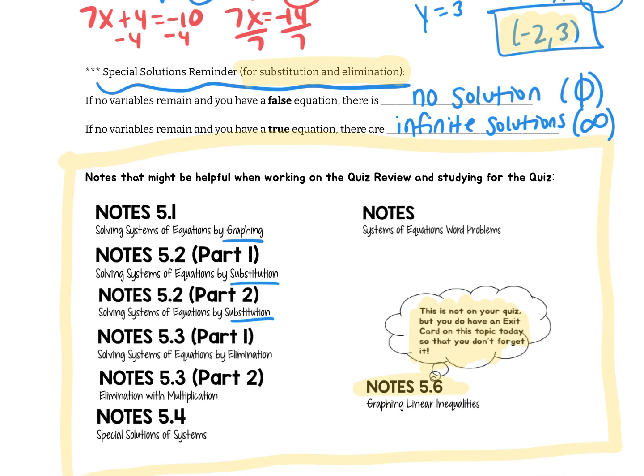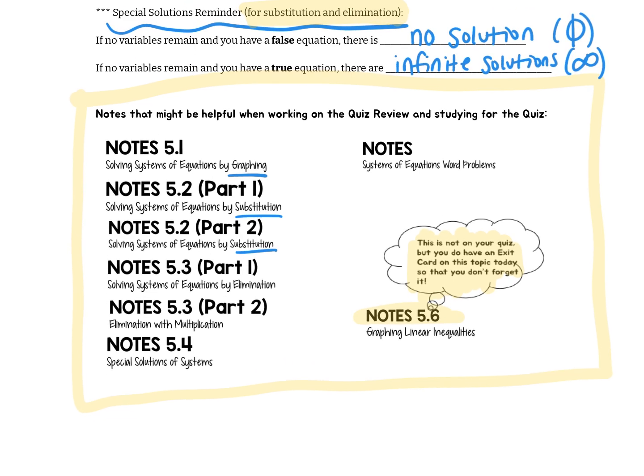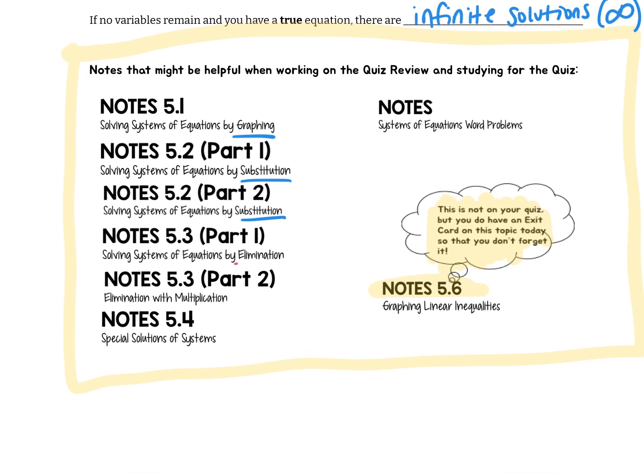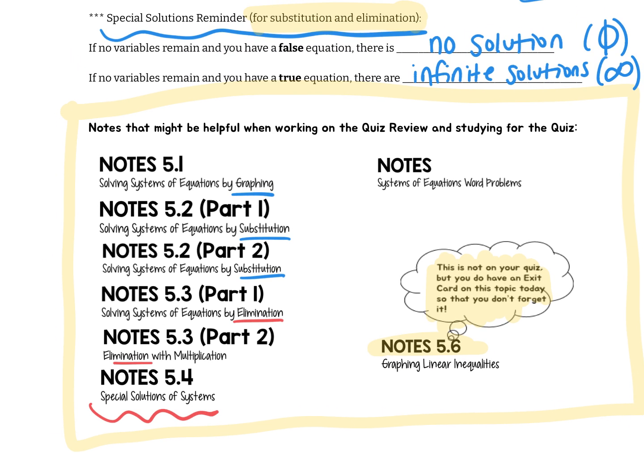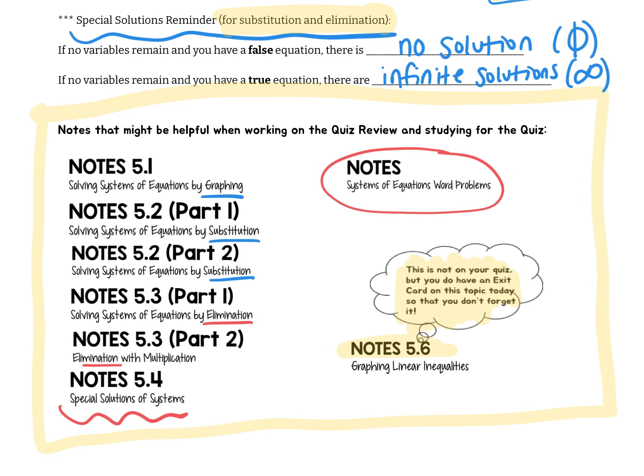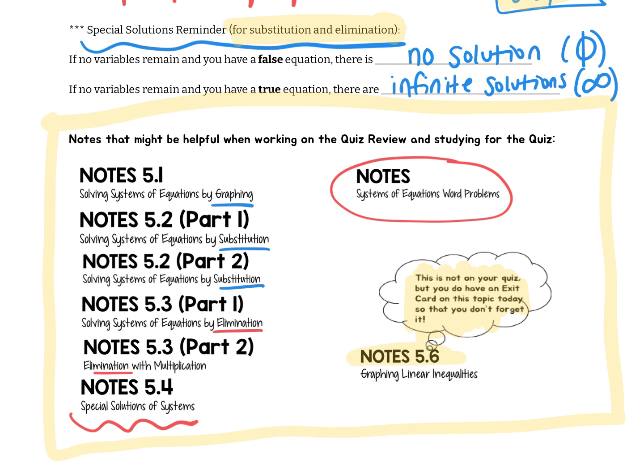So you also have notes on elimination. You have 2 days of that. So 2 days of elimination. And then the special solutions is what I was just talking about in terms of the no solution and infinite. You have notes on that. And then we also did a day of word problems, which do show up on your review and on your quiz. So I think that's it for now. If you need to watch this again, you can.